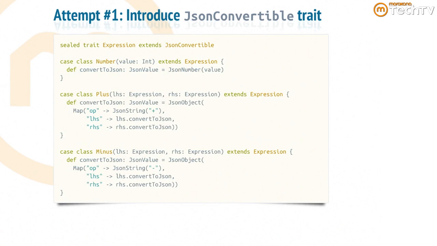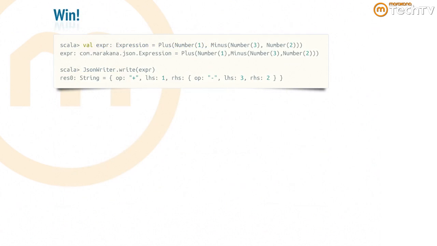So now the interesting part is when we have Expression trying to fit into this model. We say Expression extends JsonConvertible, and what that means is that we have to implement a def convertToJson inside each of our case classes: Number, Plus, and Minus. Again, the implementation isn't that important here, but if you want to pause the video and copy it down to follow along, please feel free. So, this approach that we have totally works.